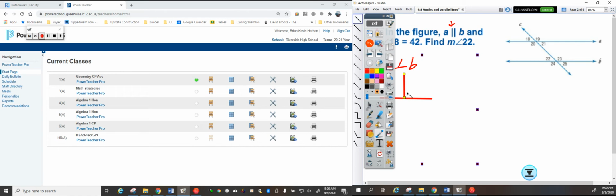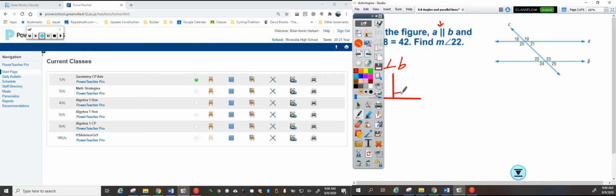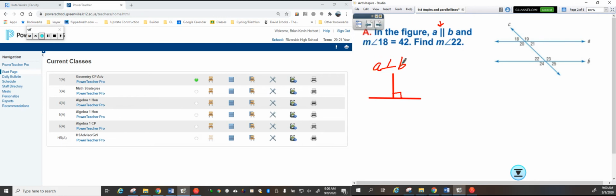Okay. So I have two lines that intersect each other. When they intersect each other, they form a 90-degree angle. In this case, I would write that as A is perpendicular to B, two lines that intersect form a right angle. In this case, A is parallel to B. So these two lines right here are parallel. So I can go ahead and draw that little triangle if I want to, just to make sure that I know that these two are parallel to each other.